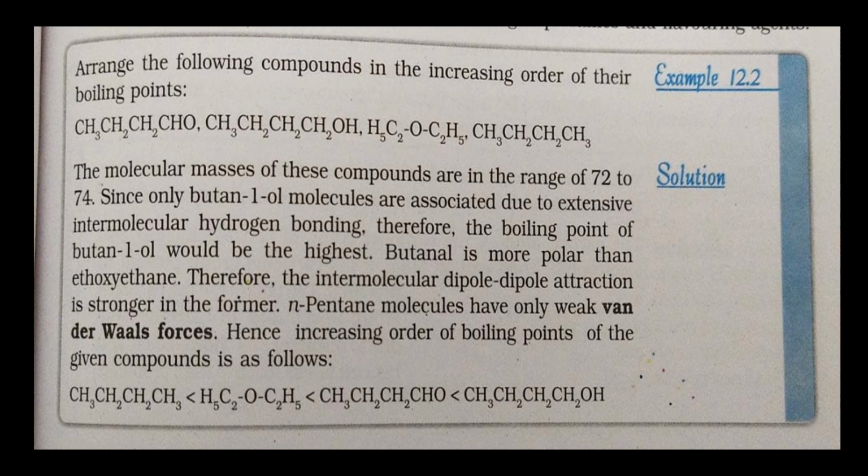Solution is, the molecular masses of these compounds are in the range of 72 to 74. Since only butan-1-ol molecules are associated due to extensive intermolecular hydrogen bonding, therefore the boiling point of butan-1-ol would be the highest. Butanal is more polar than ethoxyethane. Therefore, the intermolecular dipole attraction is stronger in the former. n-Pentane molecules have only weak van der Waals forces. Hence, increasing order of boiling point of the given compound is as follows.